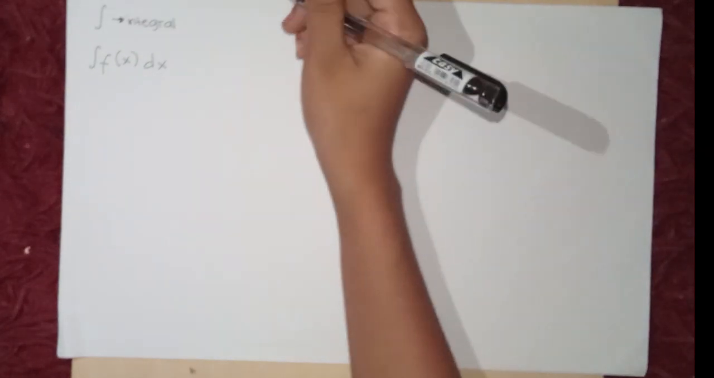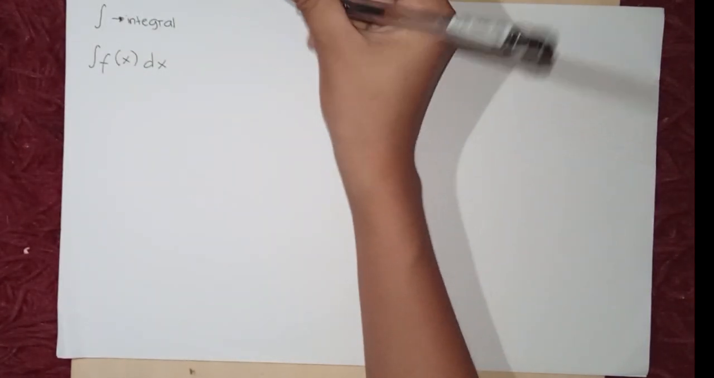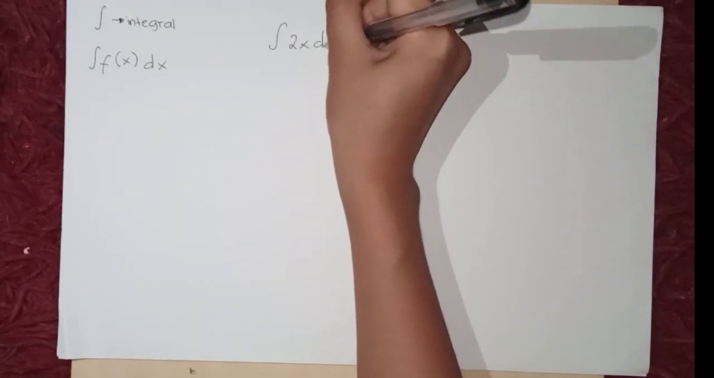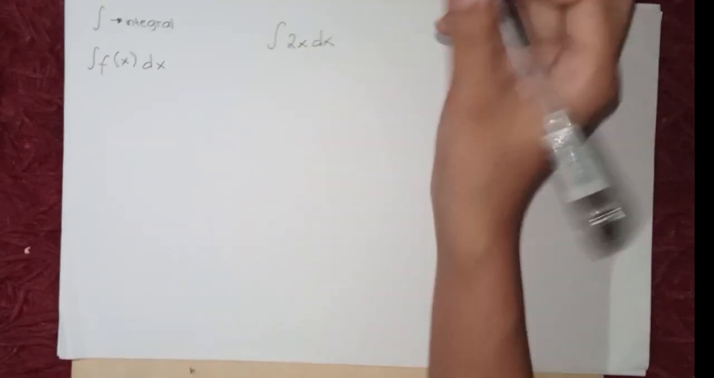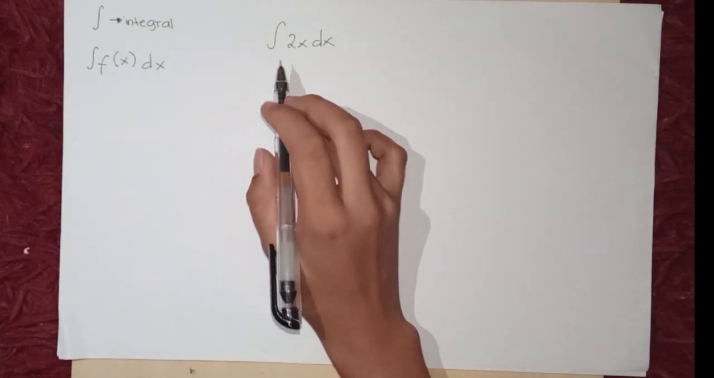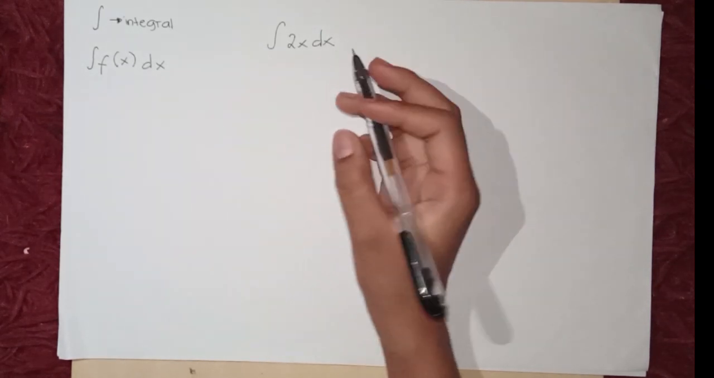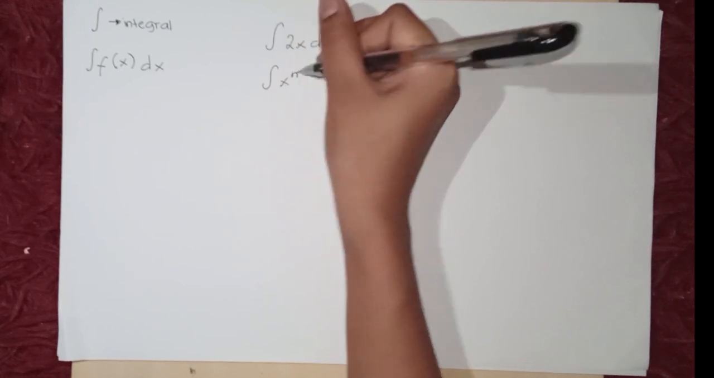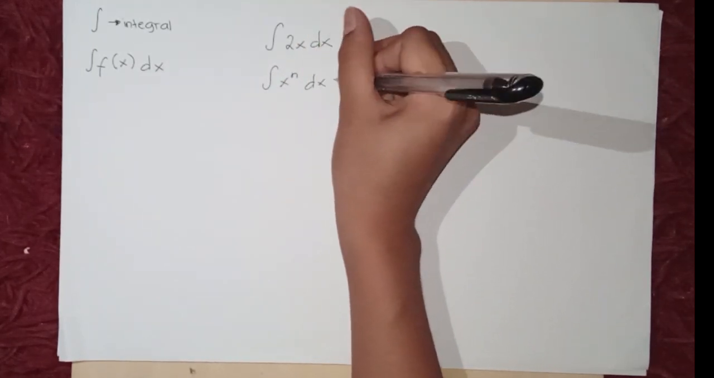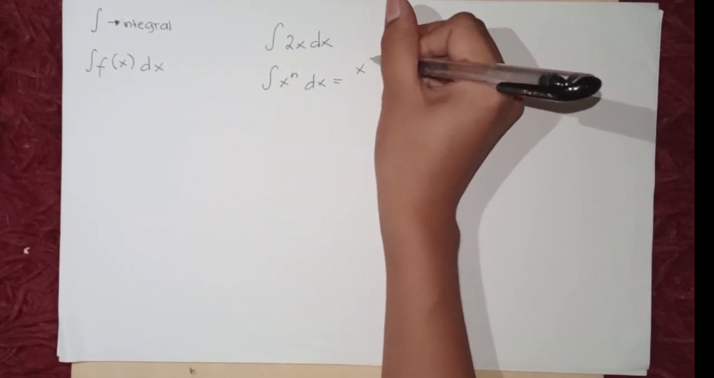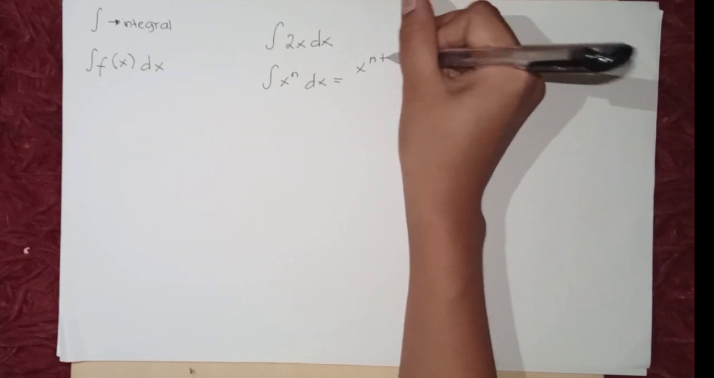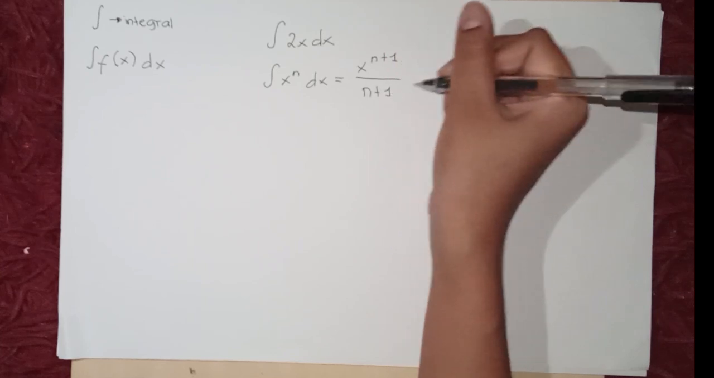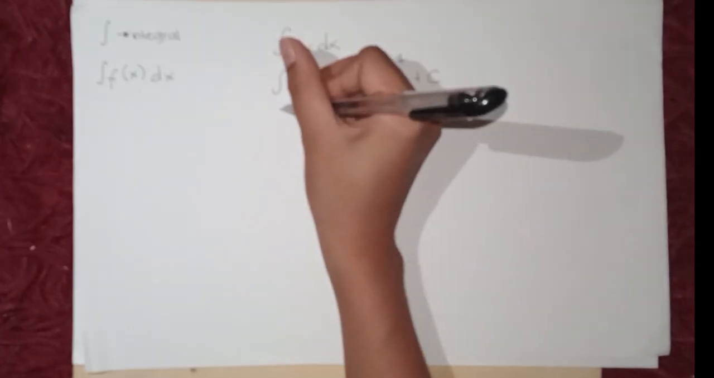So for an example of the indefinite integral, the integral of 2x dx. We should use the power rule. The power rule states that the integral of x to the power of n dx is equal to x to the power of n plus 1 over n plus 1 plus c.